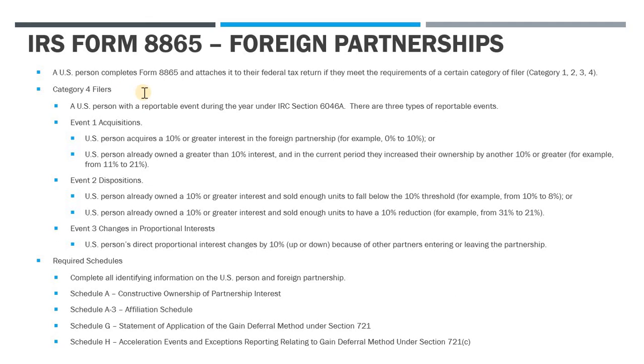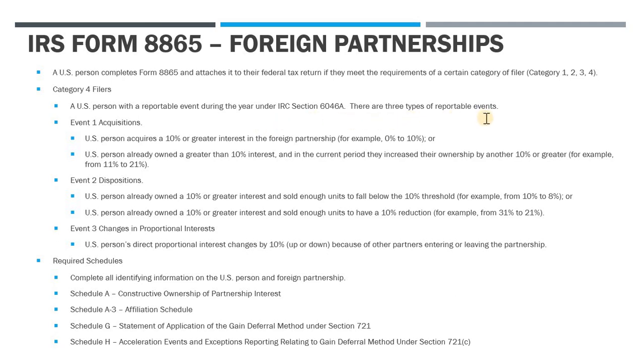This one is relatively straightforward compared to some of the other filer categories, because category 4 filers generally have to complete the least amount of schedules. So we'll go through a 4 example, and then I'll have other videos that'll cover 1, 2, and 3 types of filers. So category 4 filers, what kind of filer is this? Well, it's a U.S. person that has some type of reportable event during the year under Section 6046 Cap A.